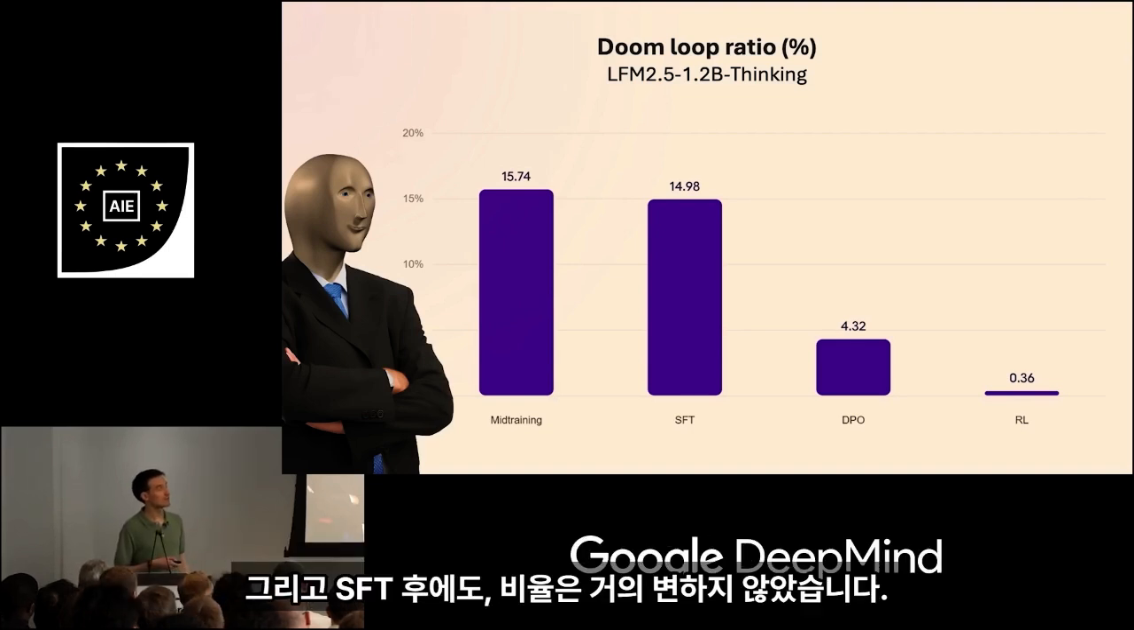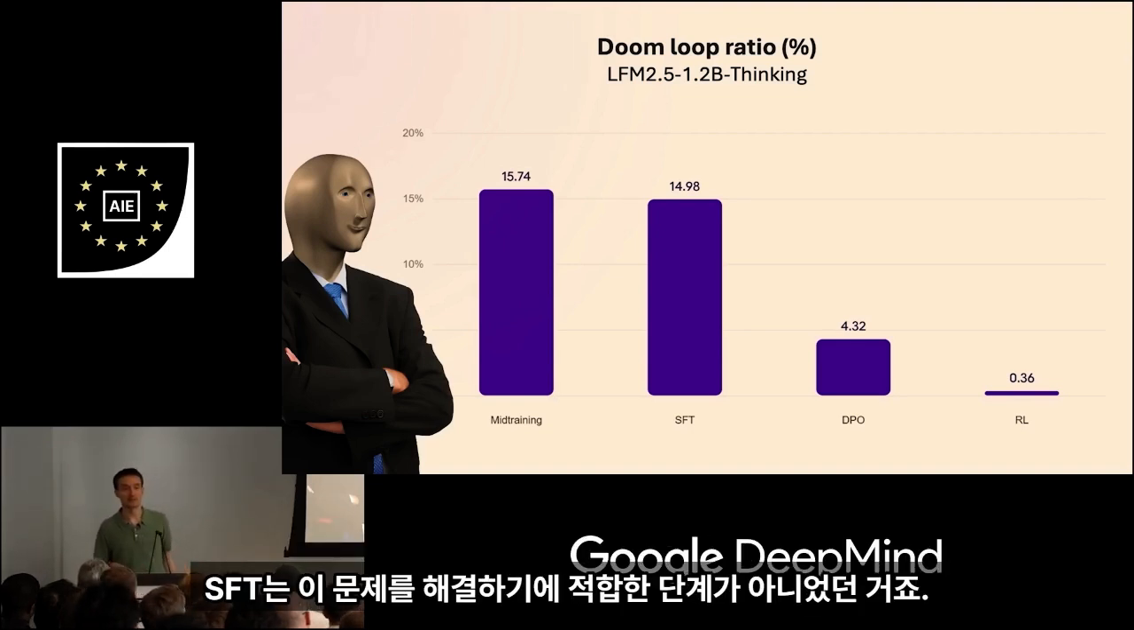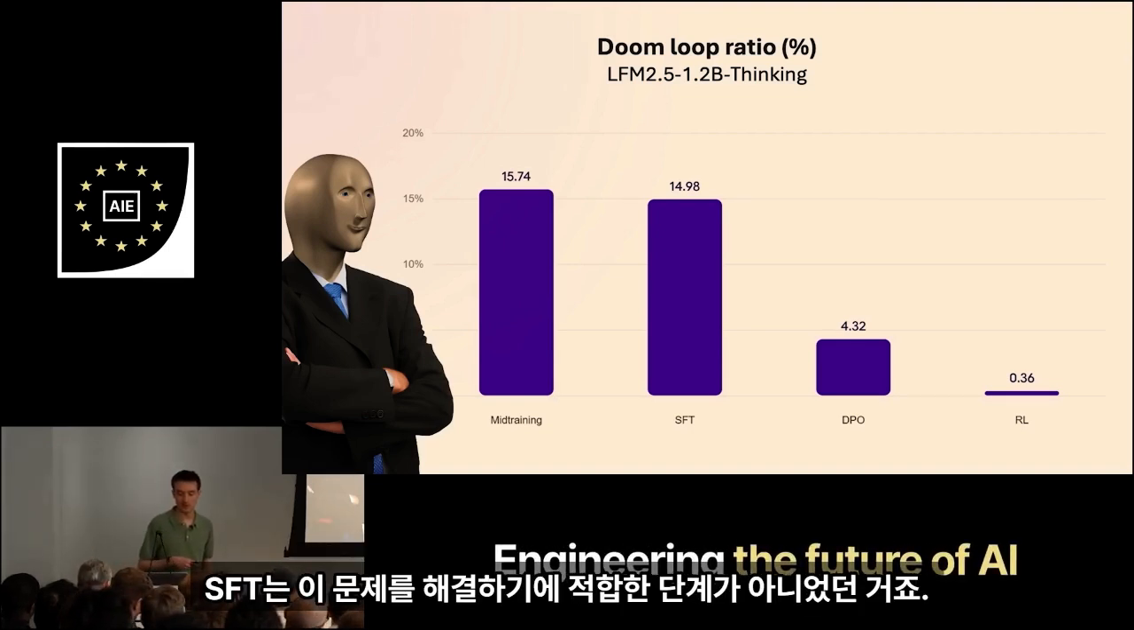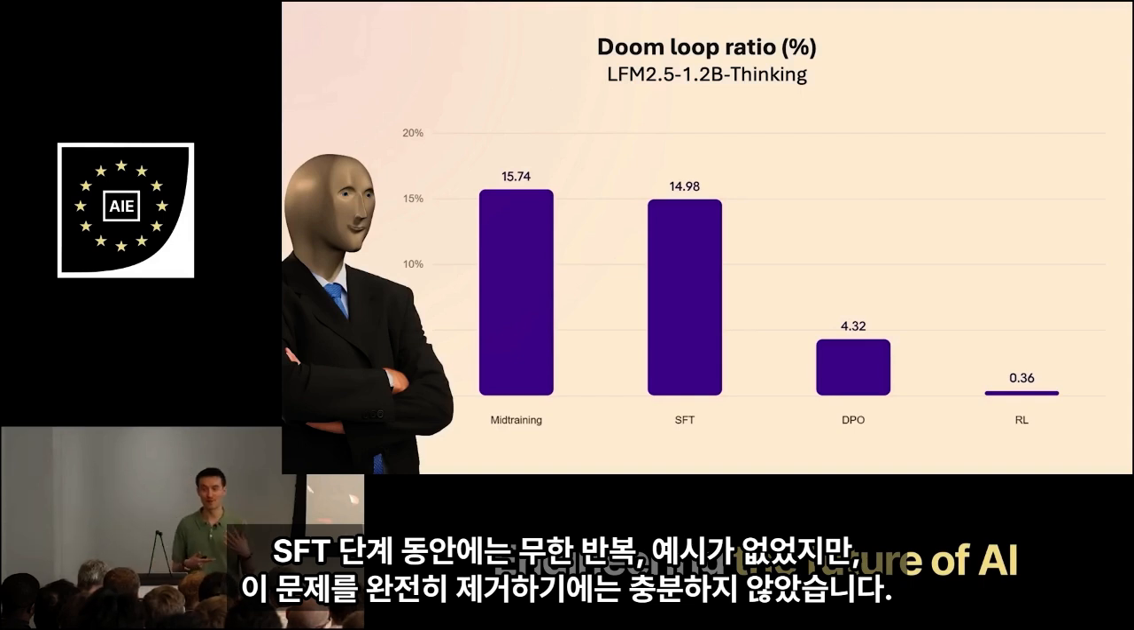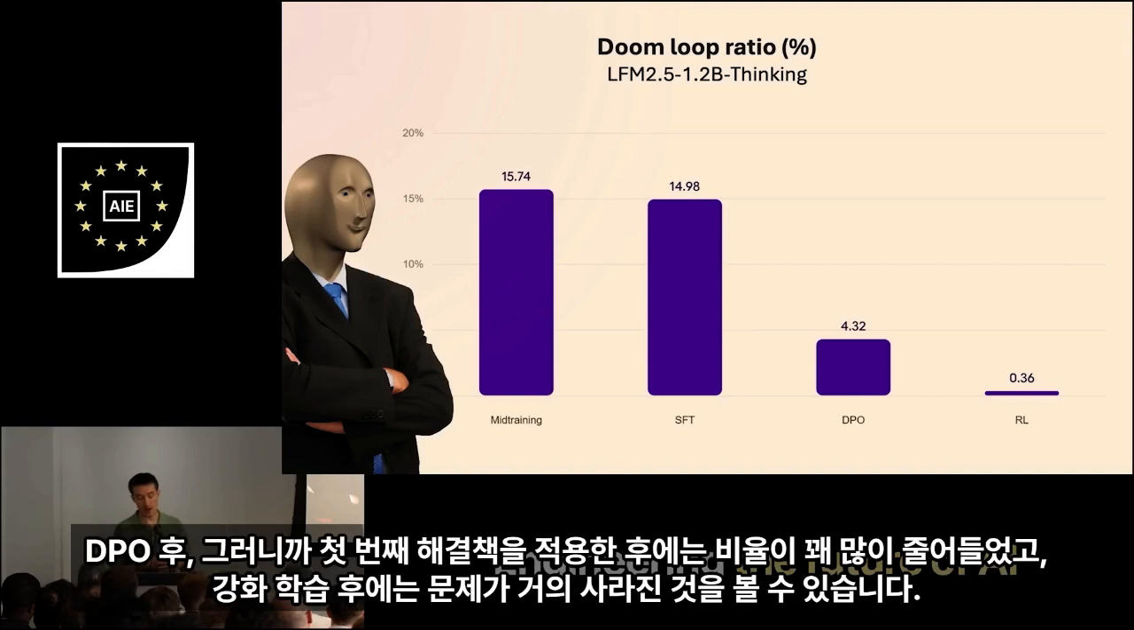And then after SFT, it barely moves. SFT is not the right stage to fix this. We didn't have doom loop examples during the SFT stage, but it's not enough to get rid of this issue. After DPO, so that was the first solution, it really reduces quite a lot. And you can see that after reinforcement learning, the problem is almost non-existent.